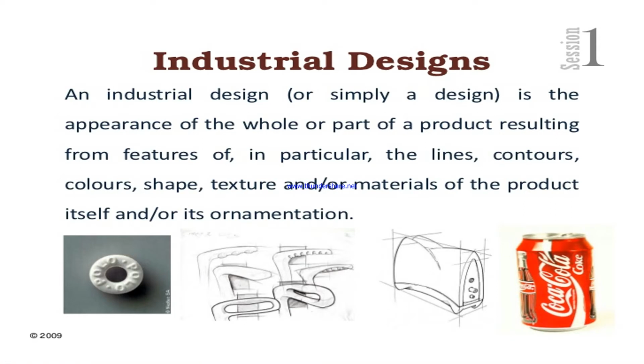So what do you mean by industrial design? An industrial design, or simply a design, is the appearance of the whole or part of the product resulting from features like, in particular, lines, contours, colors, shape, texture, and or material of the product itself and or its ornament. So design is nothing but an art which is applied to a particular article, which attracts the consumer's eyes, and then we go for a particular product.